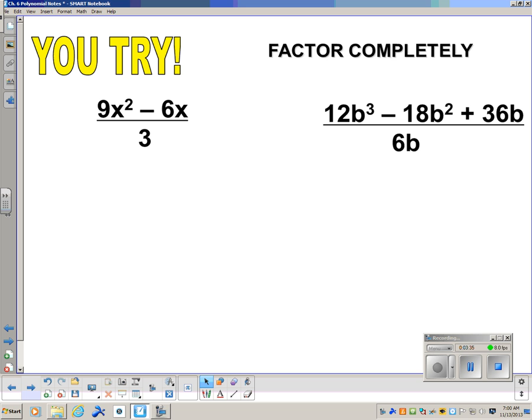So now I've got a couple for you to try here. We're going to factor these completely. 9x squared minus 6x all divided by 3. And then we've got 12b to the third minus 18b squared plus 36b all divided by 6b. So give those a try.